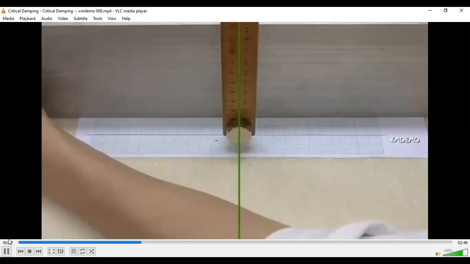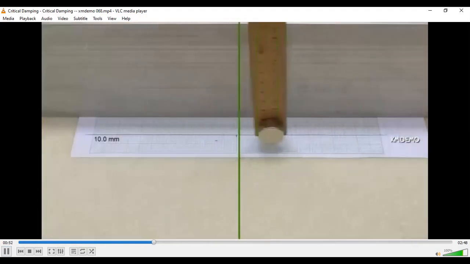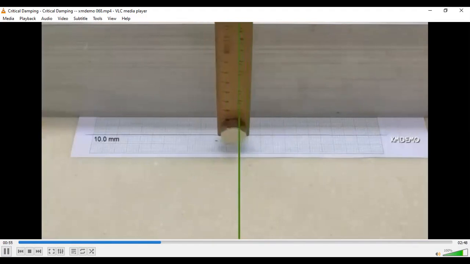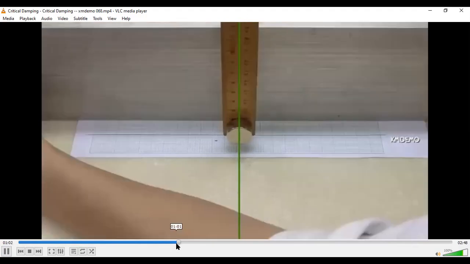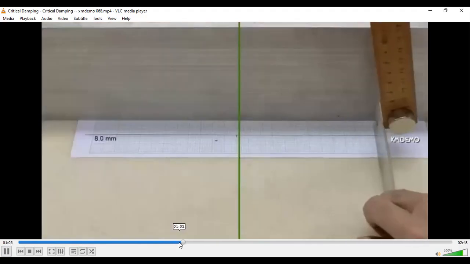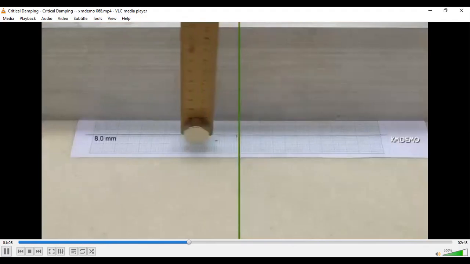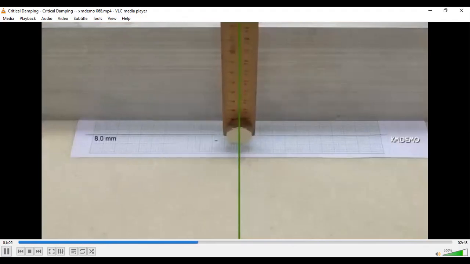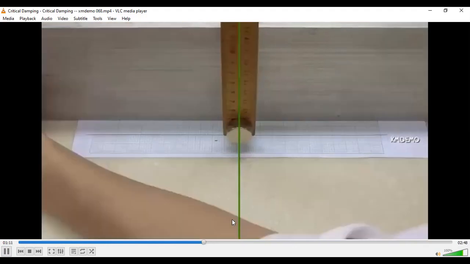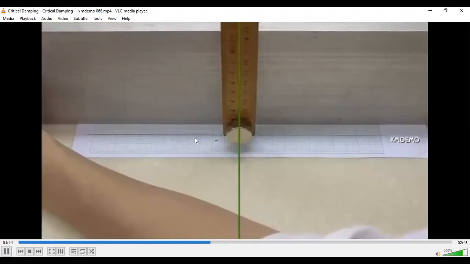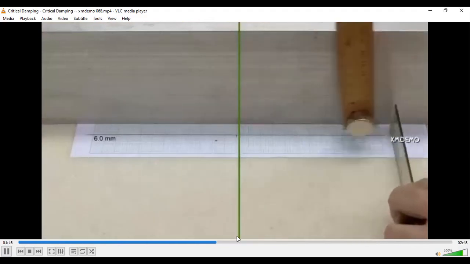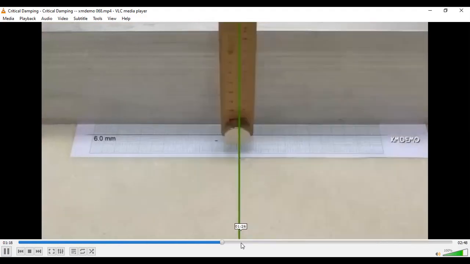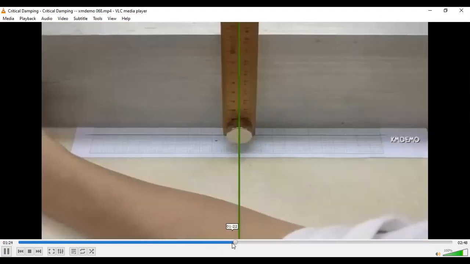Now it is moved further. 3, 4, 5, 6, 7, 8. So this time 8 vibrations are there. Now the resistive force is further increased at 8 millimeter. 3, 4, 5. You can see that as the distance is decreased, it means more resistive force. 4, 5, 6. Okay, you see that after 5 vibrations it is stopped.